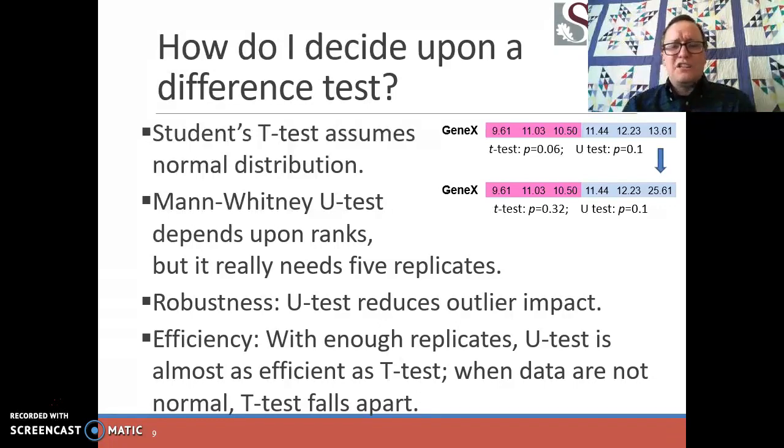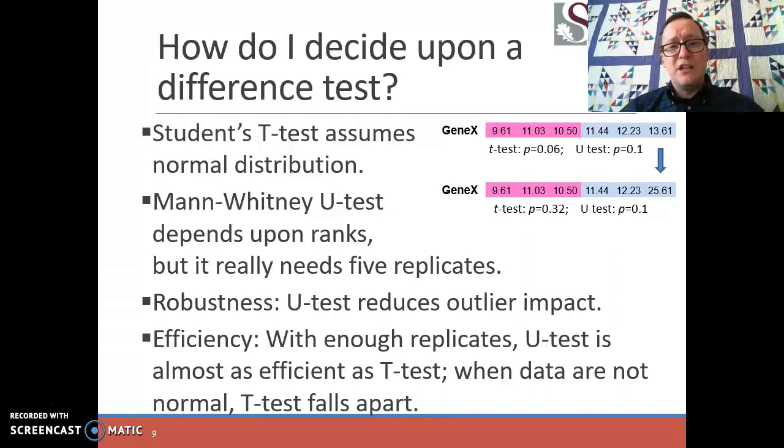The Mann-Whitney u-test depends upon ranks, but if you have only 3 data points, you're not going to get very low p-values from a Mann-Whitney u-test. On the other hand, the u-test is very good at resisting outliers.